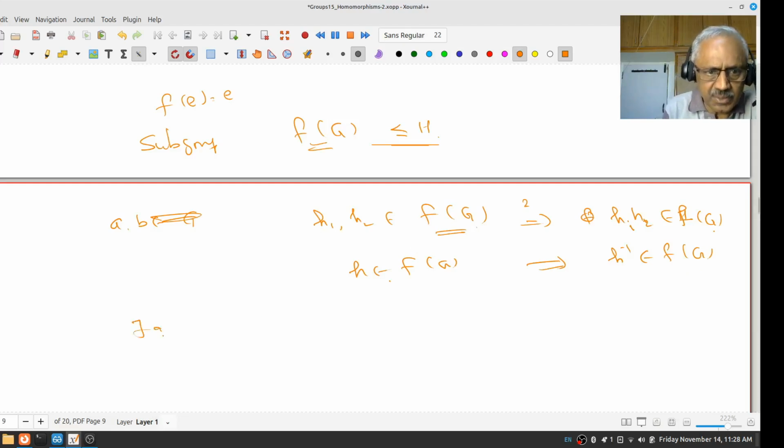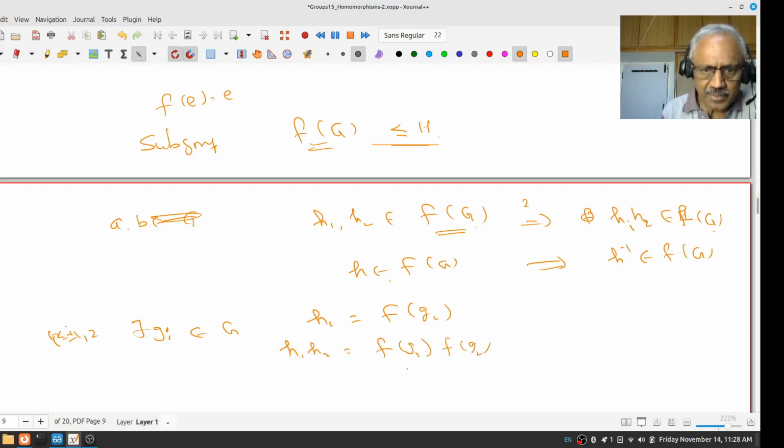That means there is a g1. Let us say for i equal to 1, 2, there is a gi in G, so that my hi is f of gi. Right? Therefore h1 h2 is f of g1 times f of g2. This is by definition. But since f is a group homomorphism, this object is nothing other than f of g1 times g2.